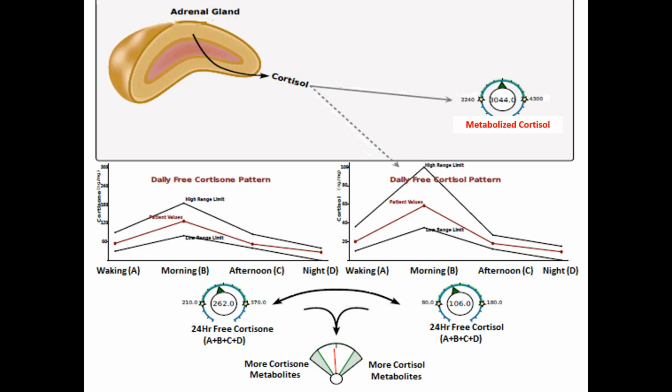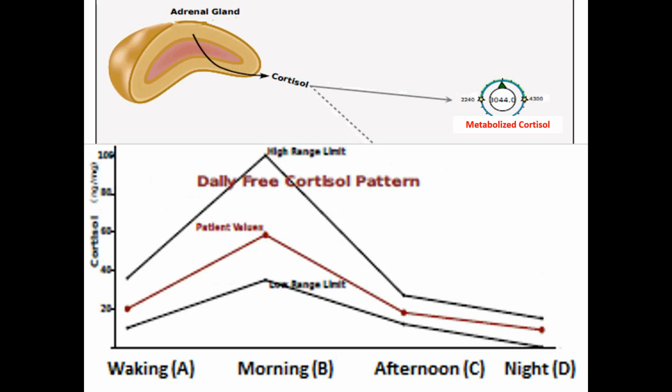There's a lot of data here that we can look at for cortisol, but the main thing that we want to look at is the free cortisol pattern. So we're measuring free cortisol at 4 different time points. The waking sample is going to tell you what the free cortisol looks like while you're sleeping. The morning sample gives you the cortisol surge in the early morning, if there should be one. And then in the afternoon, results typically drop back down, and then we have a bedtime measurement as well.